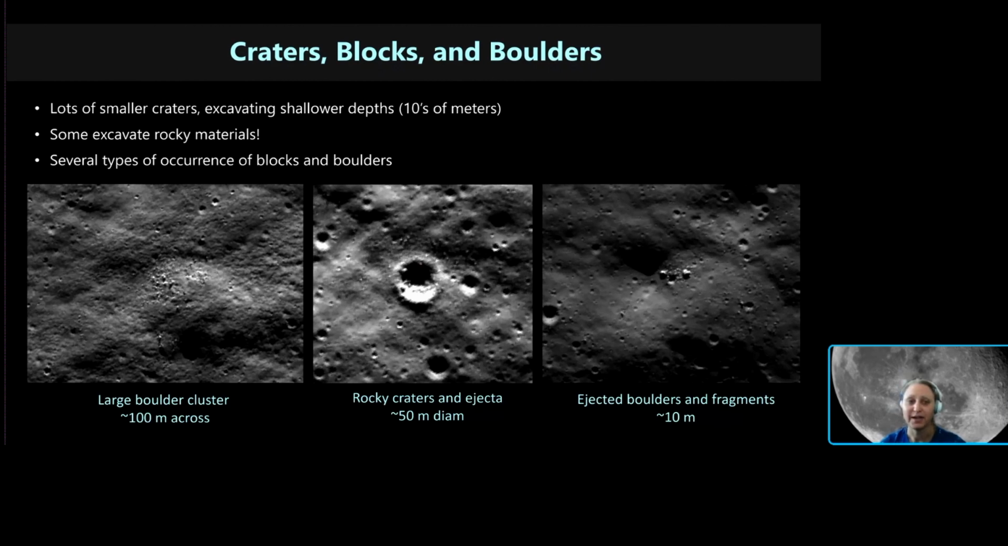And some of these small craters are actually pretty rocky and are excavating rocky materials, like the one in the center image here. If you can see my mouse cursor moving around, this is a 50-meter diameter crater with lots of rocks. We also see in this region other types of blocks and boulders around the region. A couple other examples: there are examples of large boulder clusters, like the one on the left image. That cluster is about 100 meters across. And on the right image, there's one of these little smaller clumps of boulders and fractured materials. And those are probably ejected boulders. The larger ones here are about 10 meters in diameter.